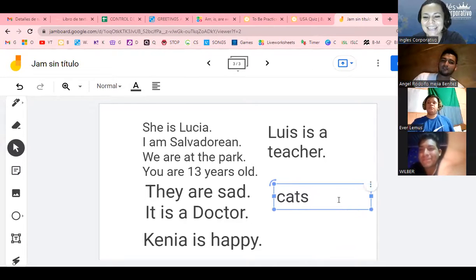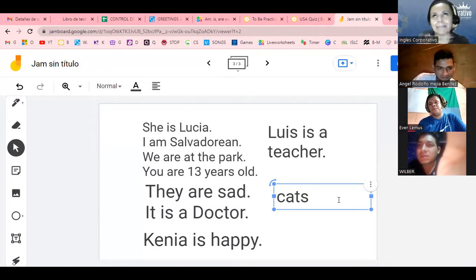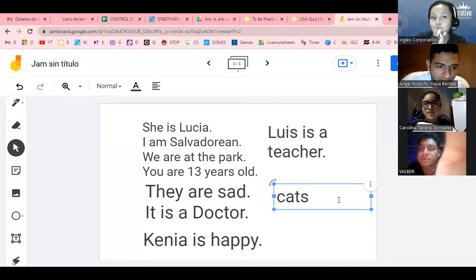Ahora, sí, tenemos esto, cats. Dime, Wilber. Cats. ¿Cuál sería el verbo to be para cats? Cats, estoy hablando de un grupo de cosas, ok, o de animalitos, o de personas, ok, pero en este caso es animalito, pero cats. ¿Cuál sería el verbo to be para cats? Are. Sería are. ¿Por qué?